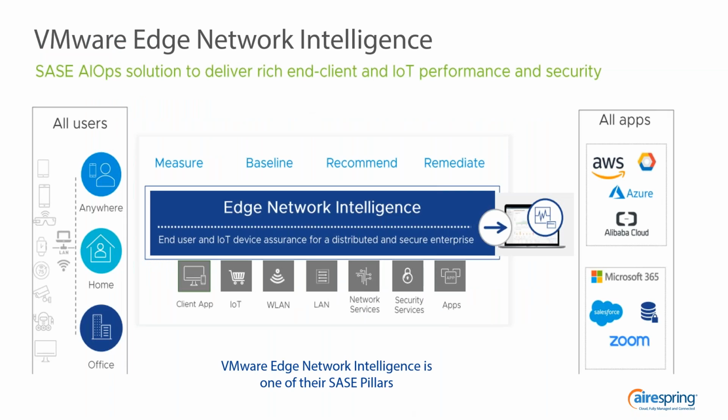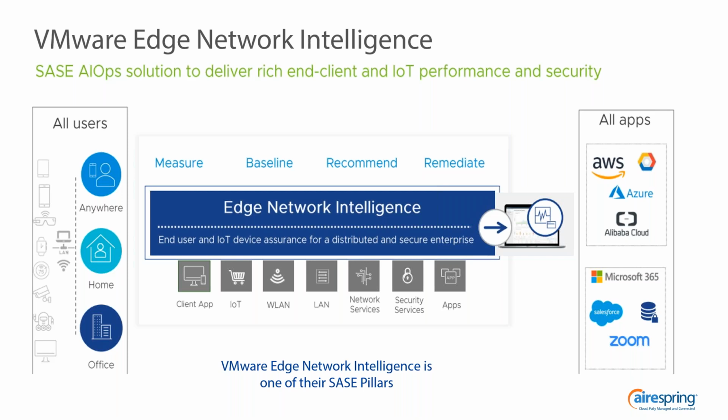All right, real quick, what is VMware's Edge Network Intelligence? Big overview. You've probably seen this slide 1,001 times. Hopefully you have. It's part of the SASE architecture. Simply, it's the brain of the SASE architecture. Is it the police force? No, it's the brain that runs the police force.